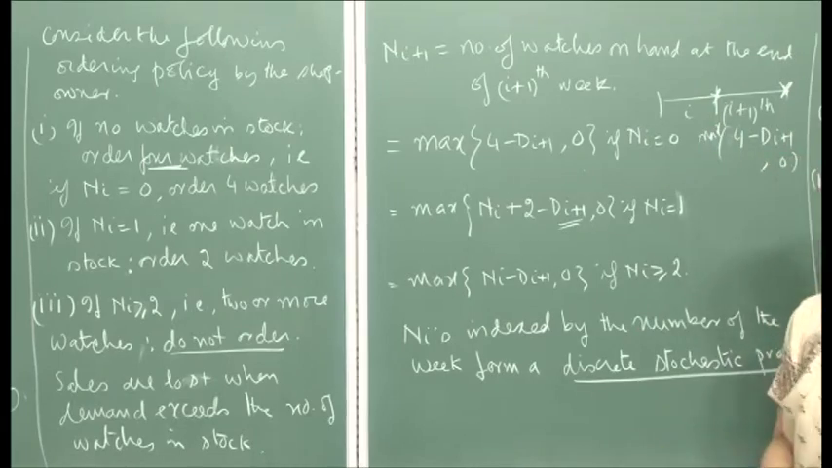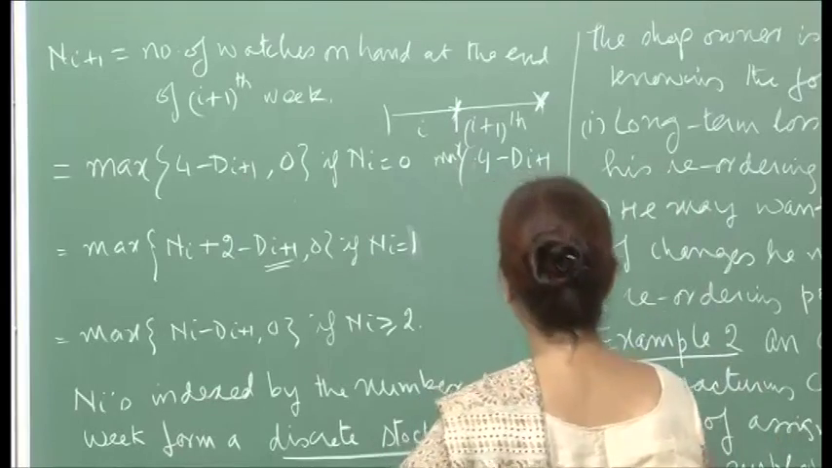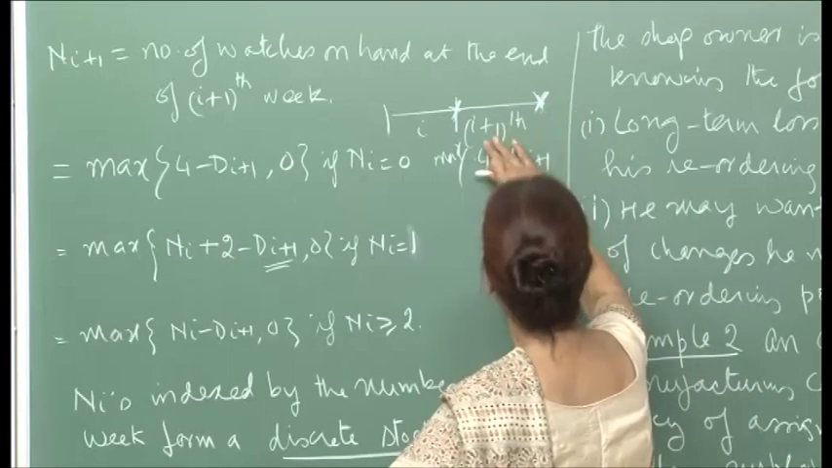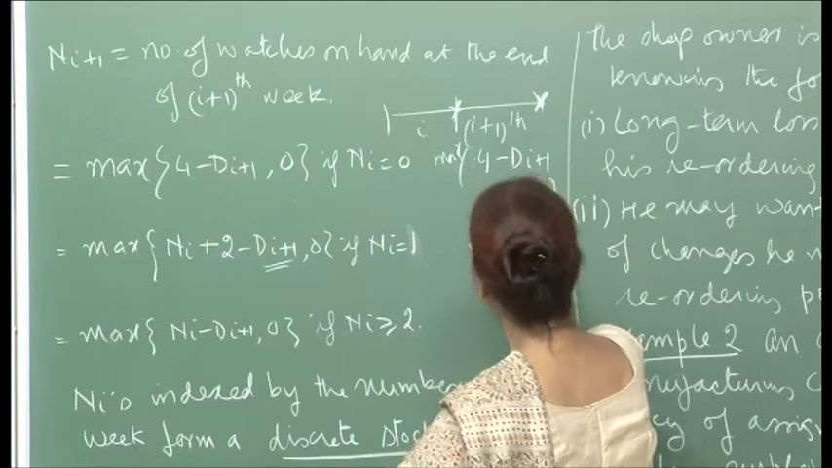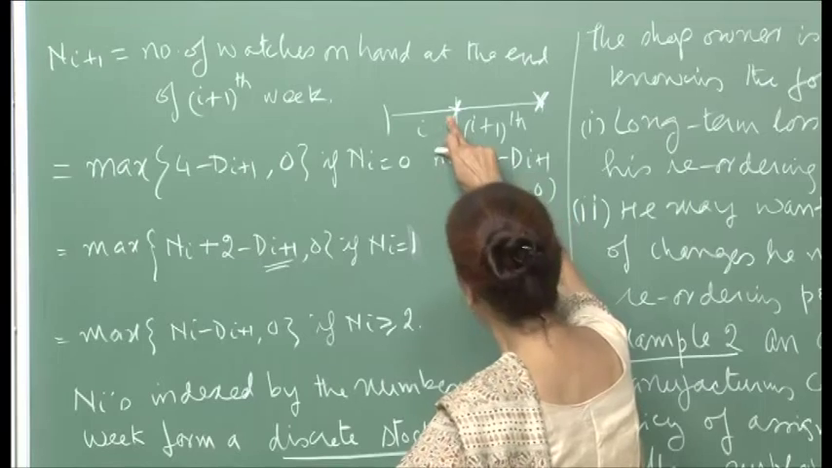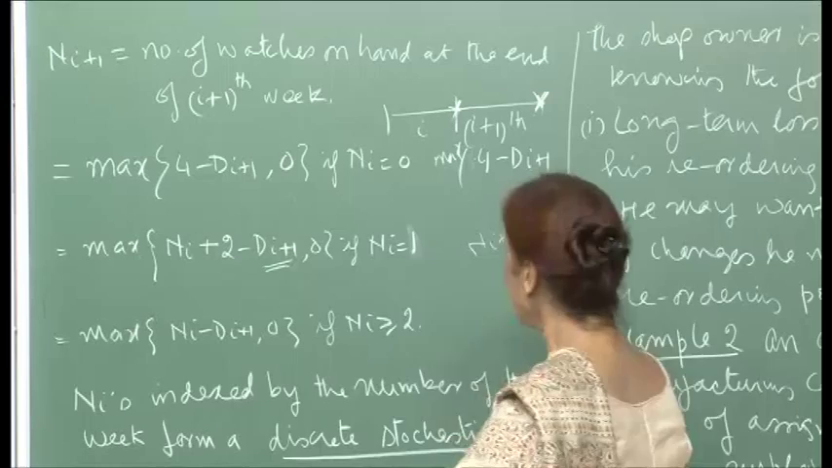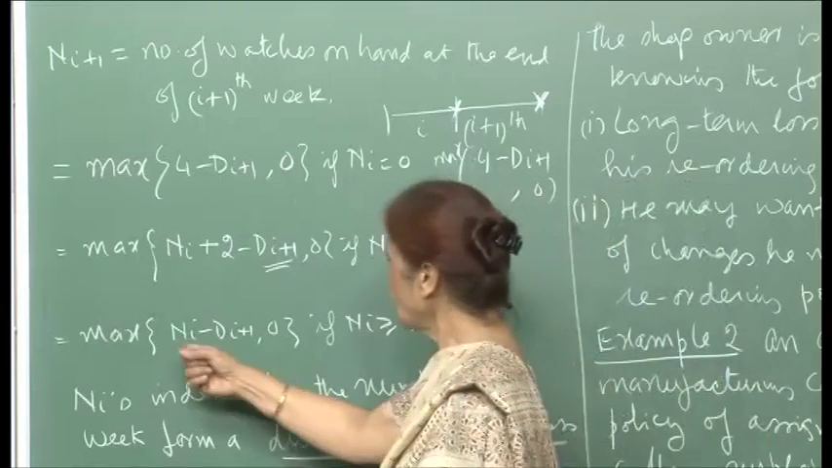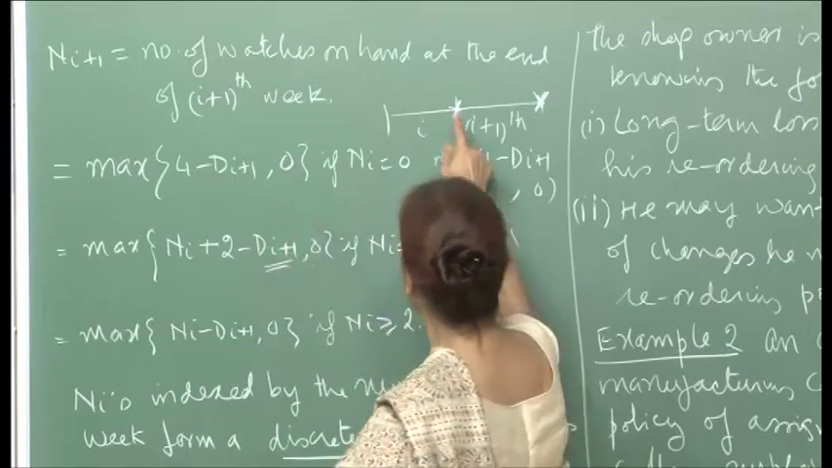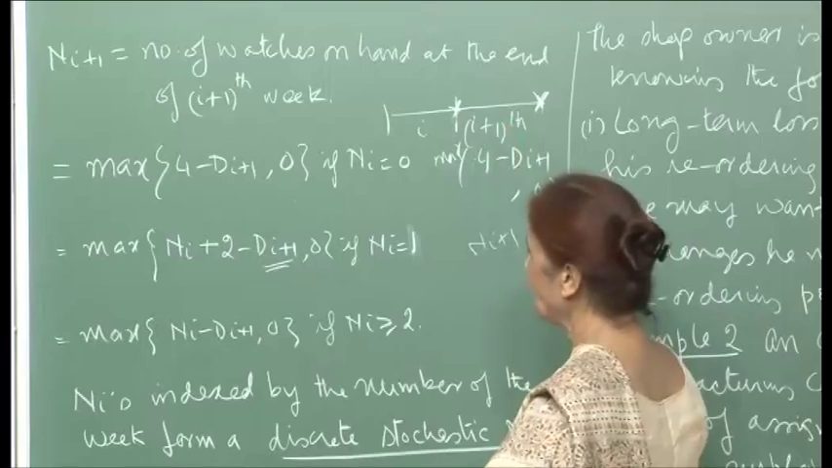So, here are 2 random phenomena on which your state of the system, if you want to call it that, that means the state occupied by the system at the I plus 1th week, is given to you by ni plus 1, right. And here this is the current state. So, therefore, you can say that your ni plus 1s are dependent on just ni and di plus 1. So, the current demand and the state in which you were at the beginning of the I plus 1th week, right.